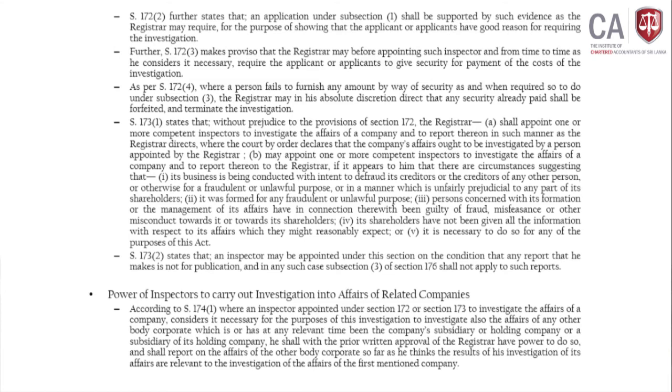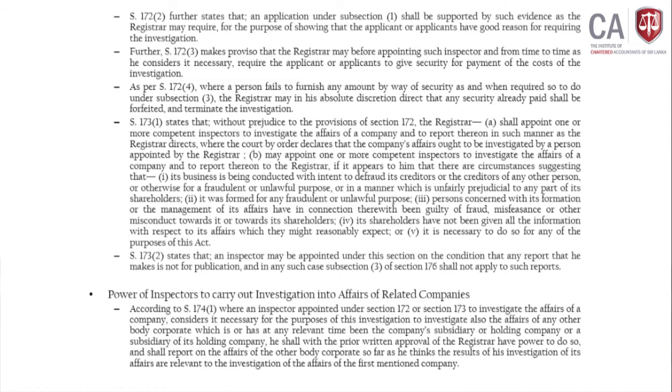Section 173(2) states that an inspector may be appointed under this section on the condition that any report that he makes is not for publication, and in any such case subsection 3 of section 176 shall not apply to such reports. So that an inspector may be appointed under this section on the condition that any report that he makes is not for publication, only as a kind of informative literature or even communications that may be kept with the registrar, and for the purposes of fulfilling the requirements of the persons who have requested the registrar to conduct such investigation. And in any such case, subsection 3 of 176 shall not apply to such reports.